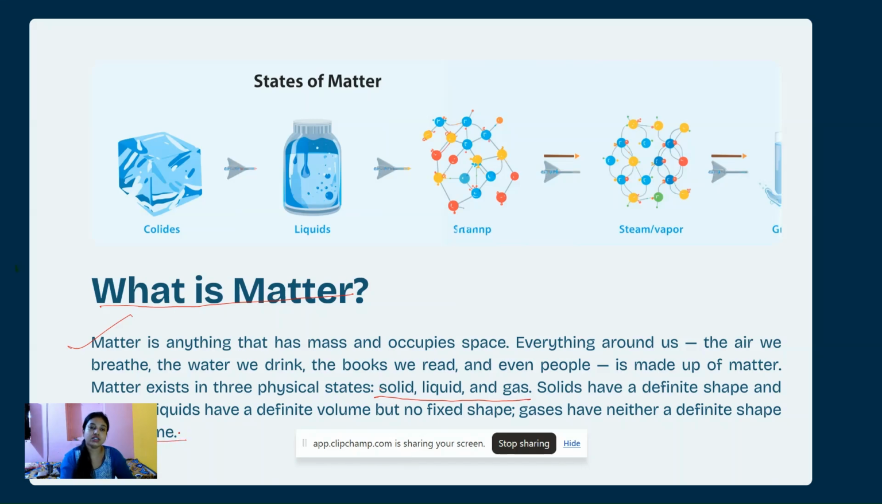Here is the image of the solid state, here are the liquid molecules, here are the gaseous molecules, and that is the steam vapor.